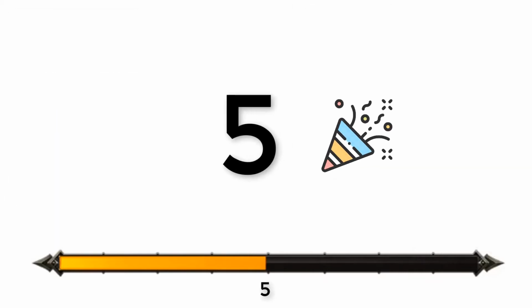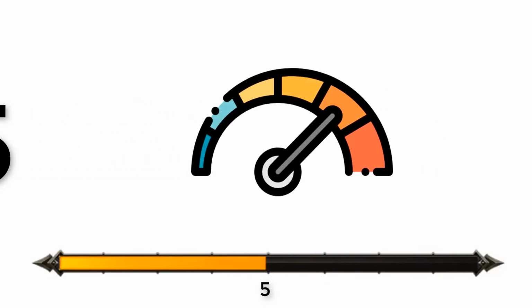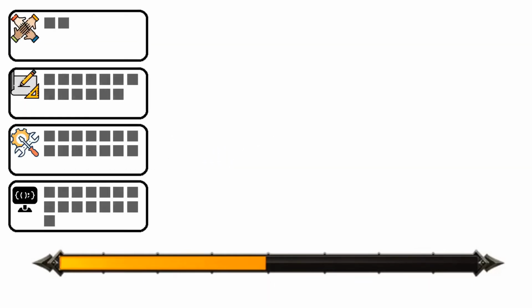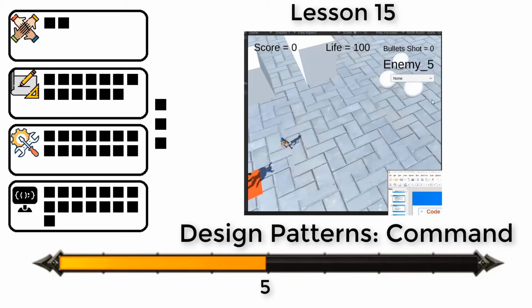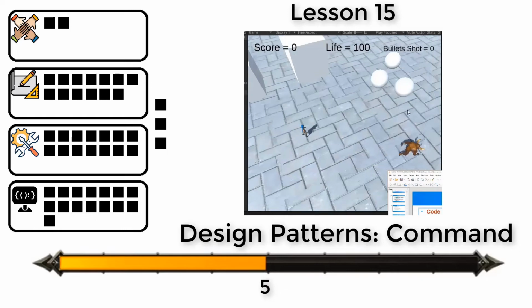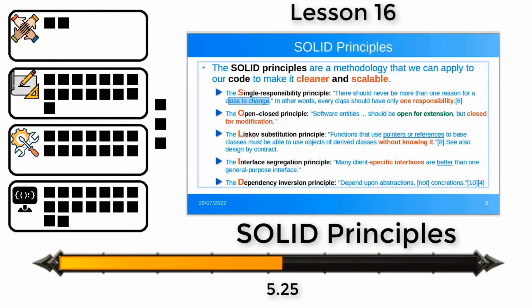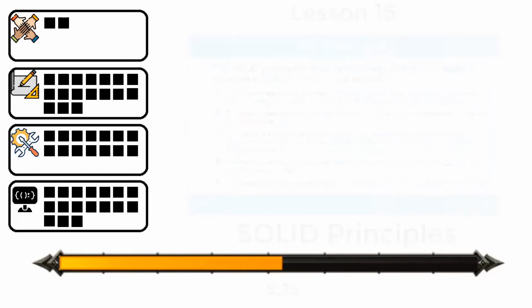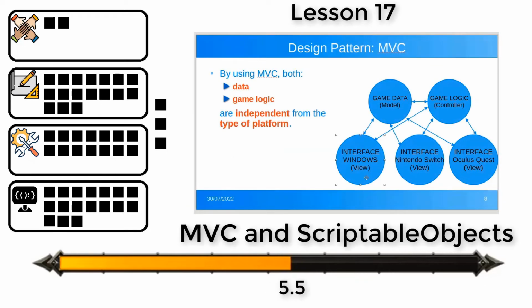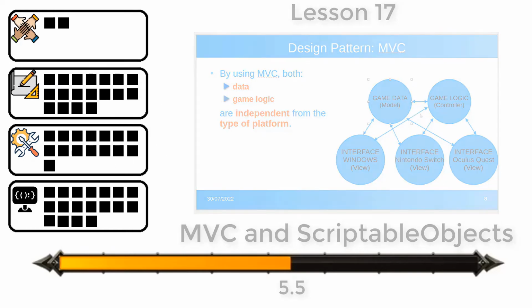Now we ramp up the difficulty with more complex topics. In the lesson 15, we will learn to use another design pattern, the command pattern, that we will use to give commands to our units. In the lesson 16, we will apply techniques to make our code more modular and scalable, with an introduction to the SOLID principles. In the lesson 17, we will learn about the design pattern model view controller, and we will apply it by using Unity's scriptable objects.